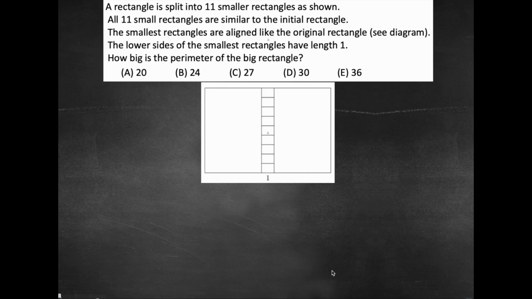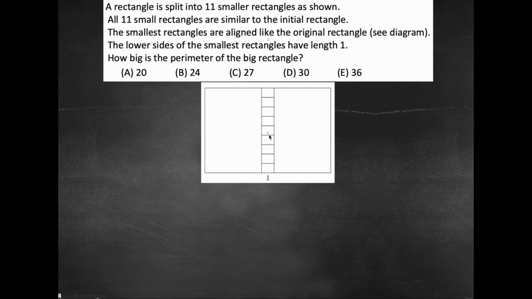So you can pause the video and go ahead and give it a shot and see whether you can get the correct answer. Alright, we have a rectangle which is split into 11 smaller rectangles. As you can see, all 11 small rectangles are similar to the initial rectangle, the big one right here. So the smallest rectangles are aligned like the original rectangle. The lower side of the smallest rectangle has length 1. And how big is the perimeter of the big rectangle?